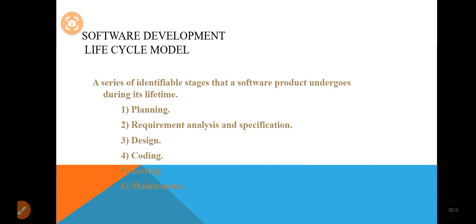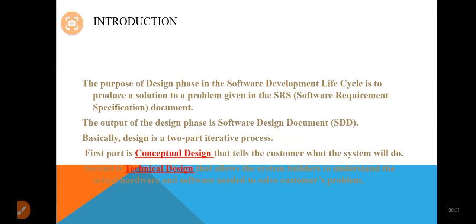Software development lifecycle model has a series of phases like first one planning, second requirement analysis and specification, third design, fourth coding, fifth testing, and last one is maintenance. Now we will discuss what is coupling and what is cohesion.